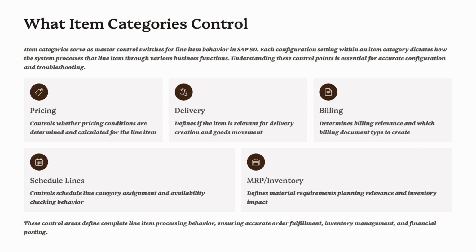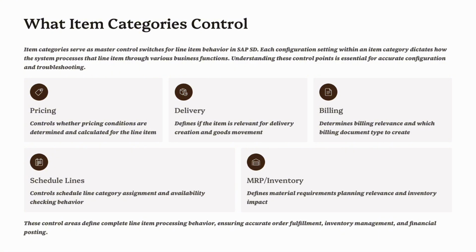2. Delivery relevance. This tells SAP whether the item should appear in the delivery. Examples: tangible products are delivery relevant, service items are not delivery relevant, statistical or informational items are excluded. If users say, "My item didn't show in the delivery," this flag is usually the reason. 3. Billing relevance. This controls how billing is triggered: delivery-based billing, order-based billing, milestone billing, no billing at all. This setting directly affects whether an invoice is created.